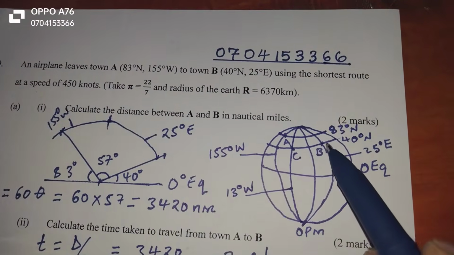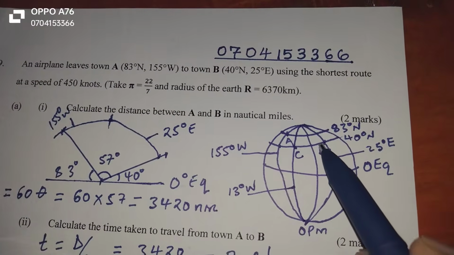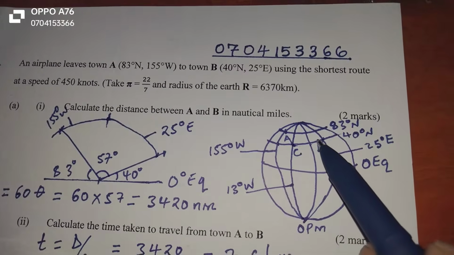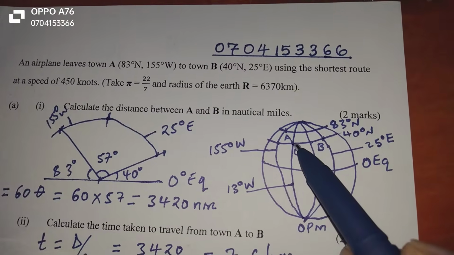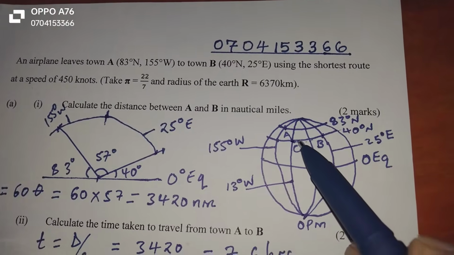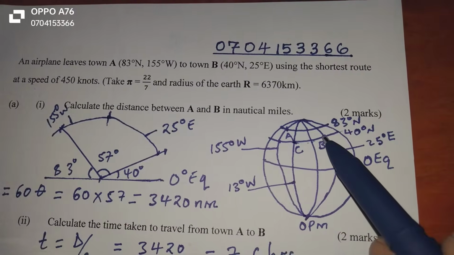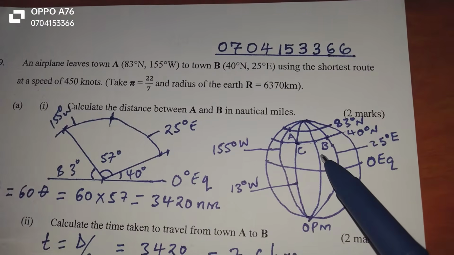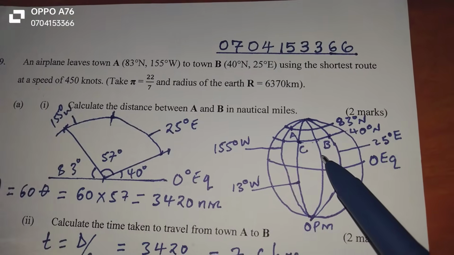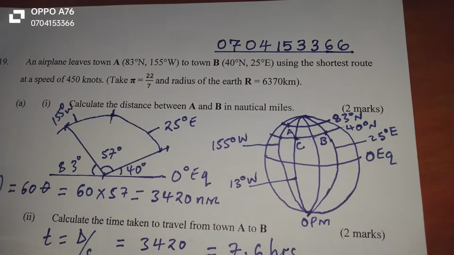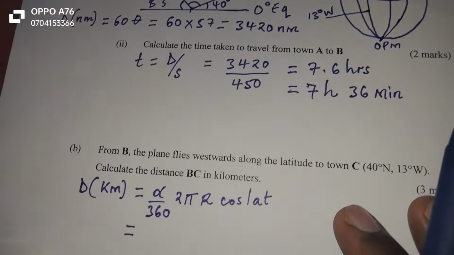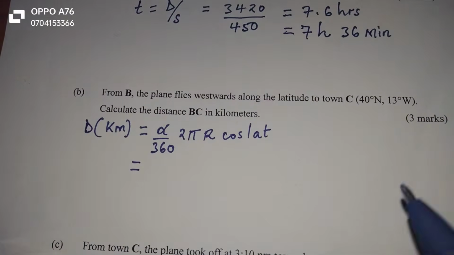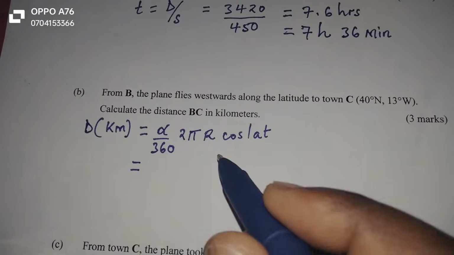So we are moving from longitude 25 in the east all the way to 13 in the west, which means the angle difference from B to C is 13 degrees and 25 degrees. So the two places have an angle difference of 25 because it is opposite sides of the prime meridian. We just add the longitudes. So longitude difference is the angle alpha here, and it will be 13 plus 25, giving us 38.